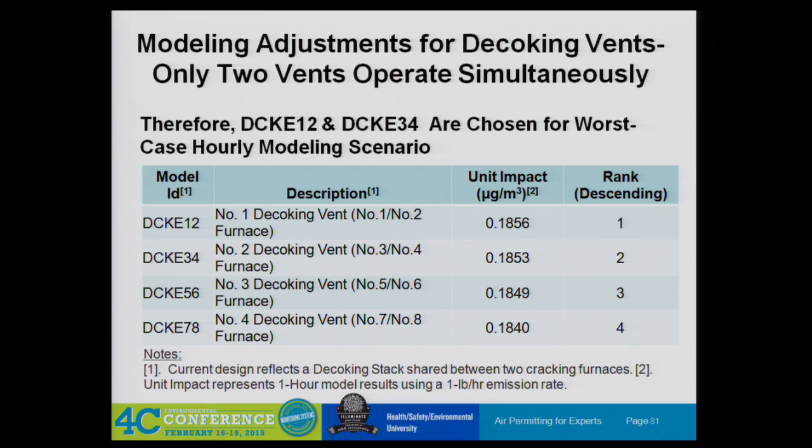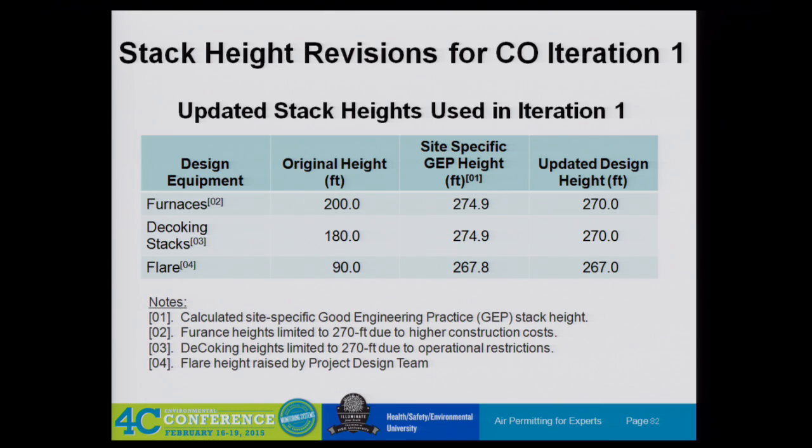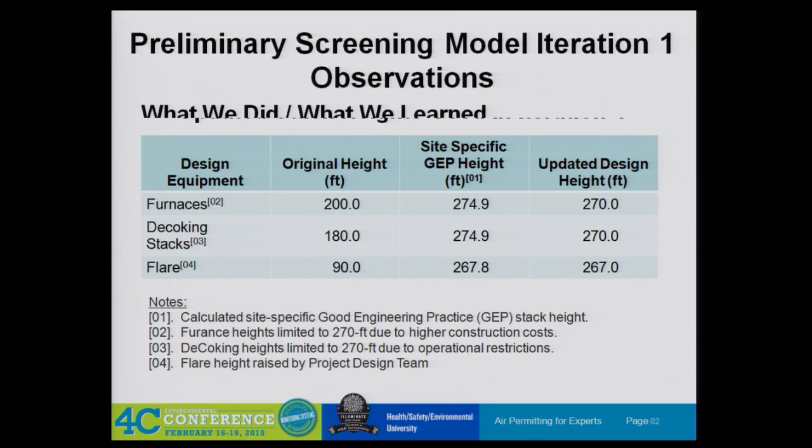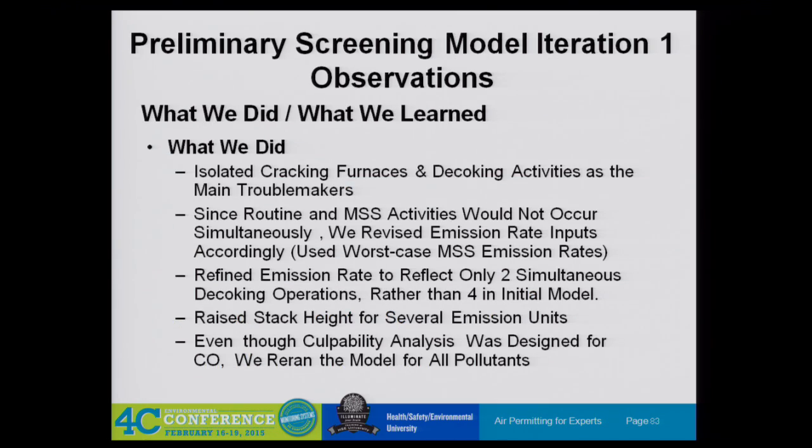So we need to figure out, well, what two vents are those? So we determined which ones are the worst two decoke vents. And they're almost the same because they're almost in the same location. But we finally decided that this decoke 12 and 34 vent were going to be the worst case. Let's model them only. Let's take our decoking stack height up. They said it'd be fine. And then let's just remodel this thing again, see what we did.